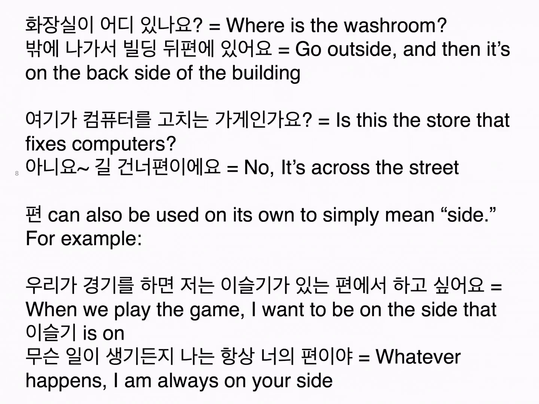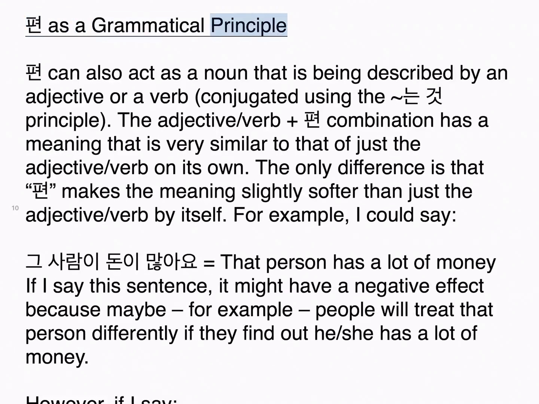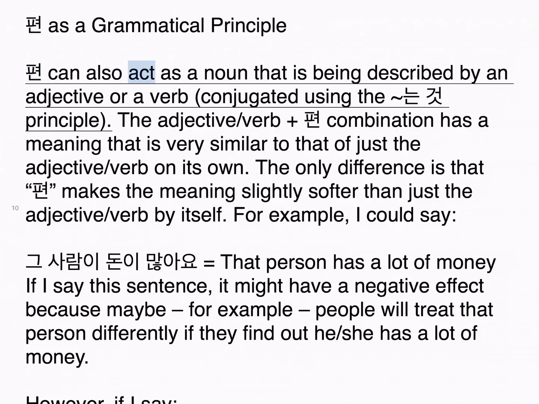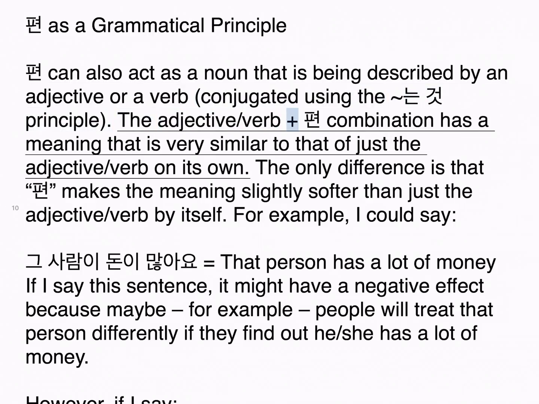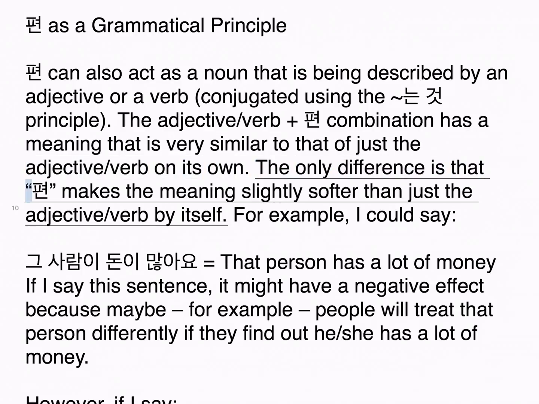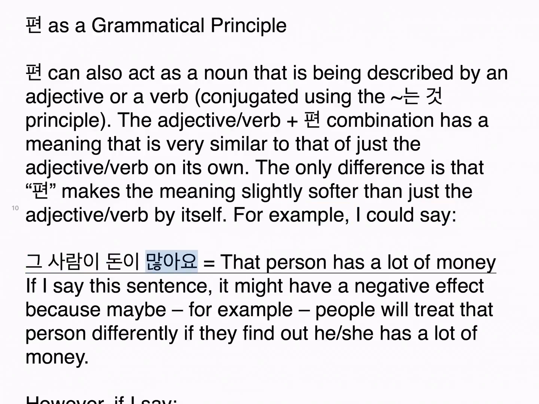편, as a grammatical principle. 편 can also act as a noun that is being described by an adjective or a verb, conjugated using a 는 것 principle. The adjective or verb plus 편 combination has a meaning that is very similar to that of just the adjective or verb on its own. The only difference is that 편 makes the meaning slightly softer than the adjective or verb by itself. For example, I could say, 그 사람이 돈이 많아요.